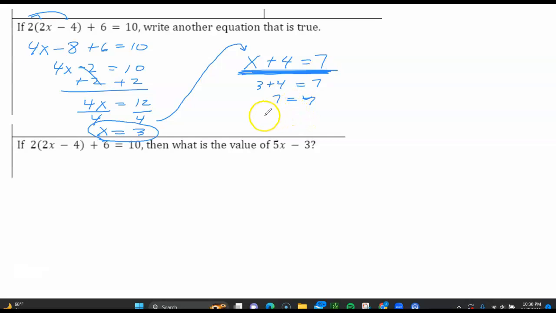All right, hopefully you paused the video and wrote your own equation. The last thing we're going to do then is find the value of 5x minus 3. We're going to substitute 3 into this expression. 5 times 3 minus 3. 5 times 3 is 15. Minus 3, 15 minus 3 is 12.